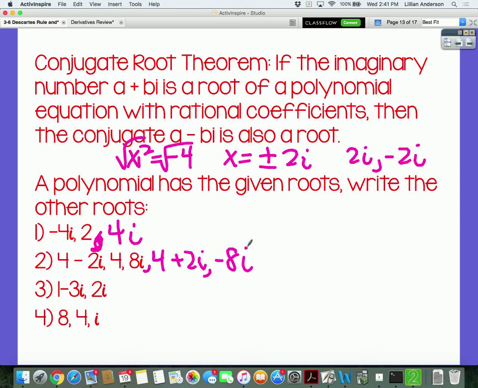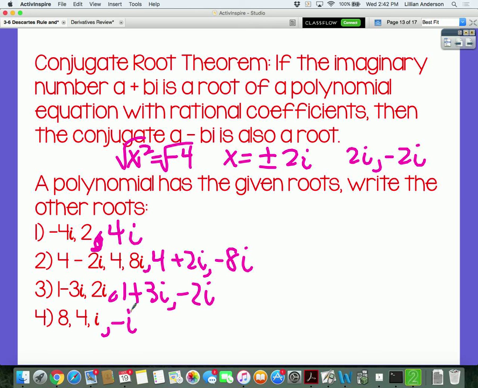Let's look at number 3. I want you to write down 3 and 4. What do you think are the other roots for these two polynomial functions? For number 3, what are the other ones? 1 plus 3i and negative 2i. Both of them were imaginary, so their conjugates were also roots. What about number 4?